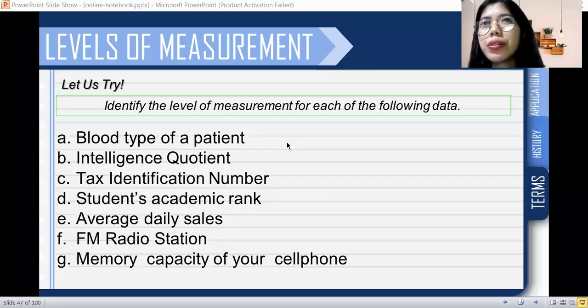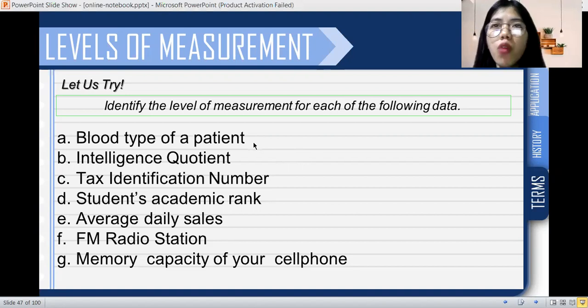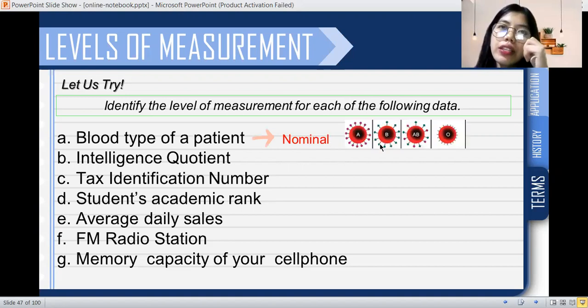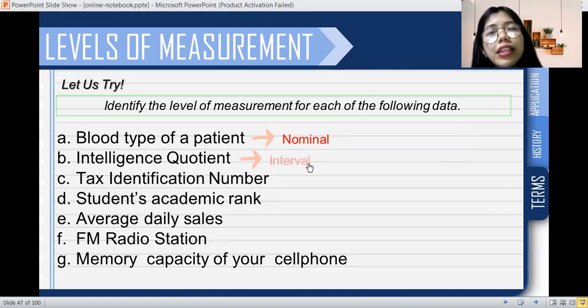Okay, so let us answer. First, the blood type of a patient. This is nominal. Ma'am, why is it nominal? Because the answer for the blood type of the patient can be type A, B, AB, or O. So, we are only categorizing here. Okay? Now, the intelligence quotient is interval.